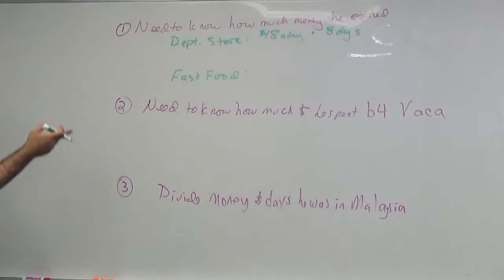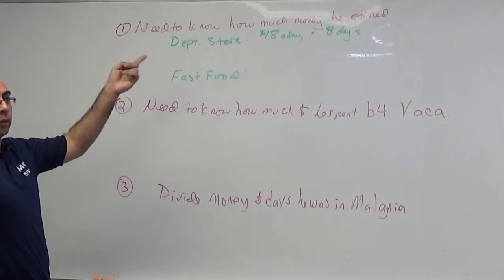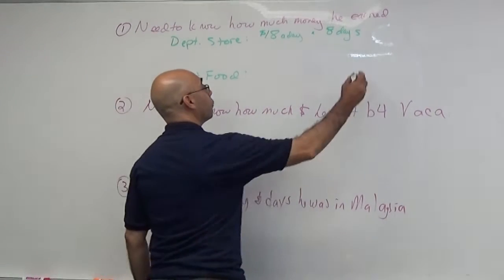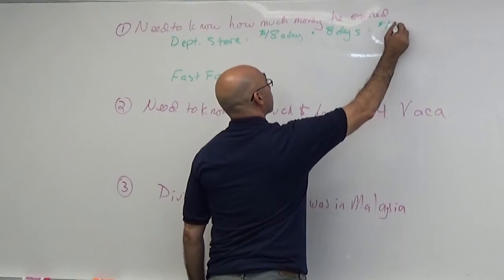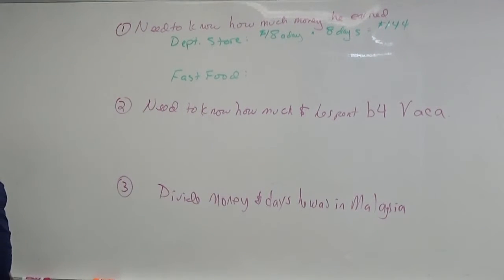How do I solve this problem? How much money does he make in total? 18 times 8. That's 80 plus 64, which is $144. So he earned $144 in the department store. That's a good amount of money.